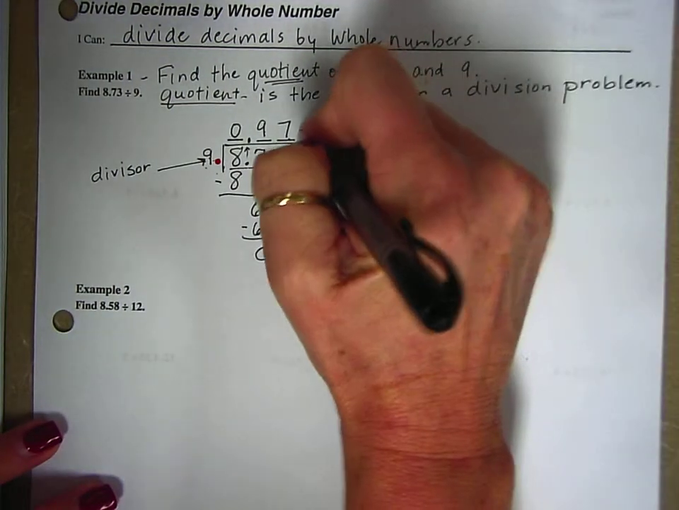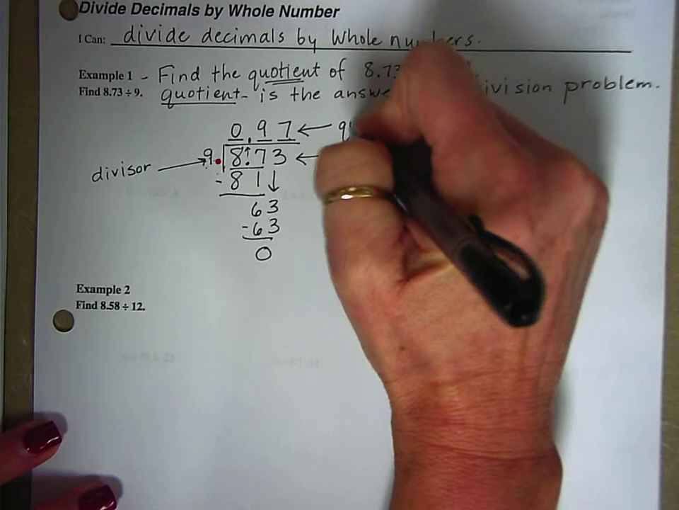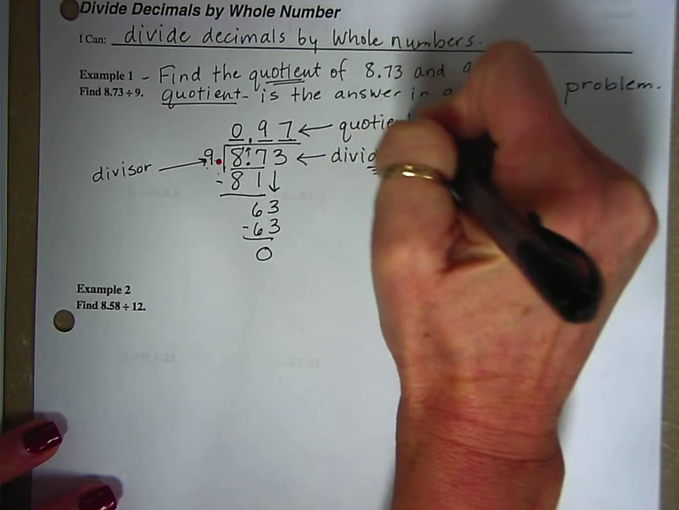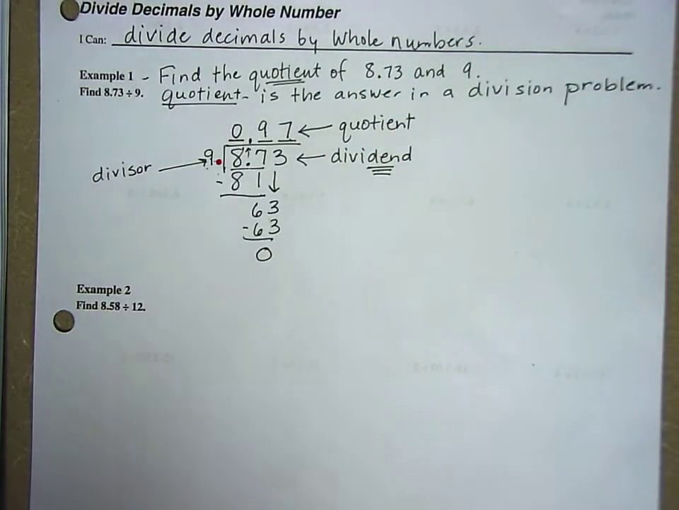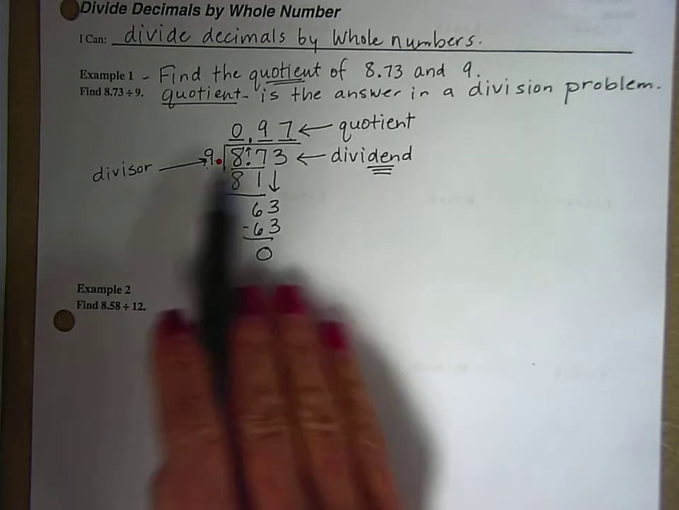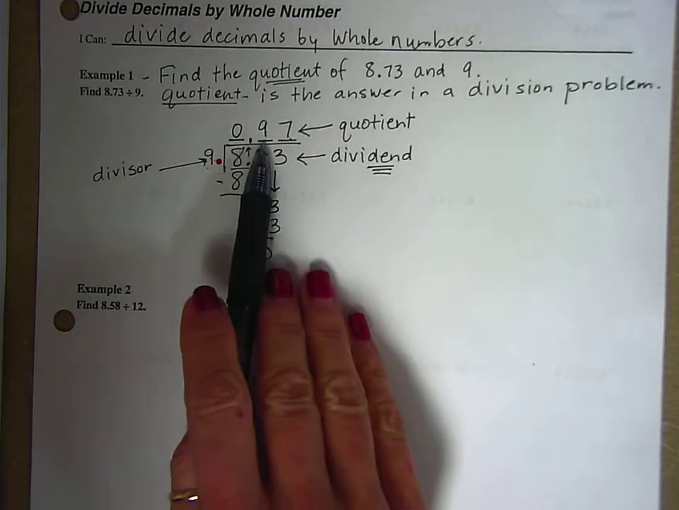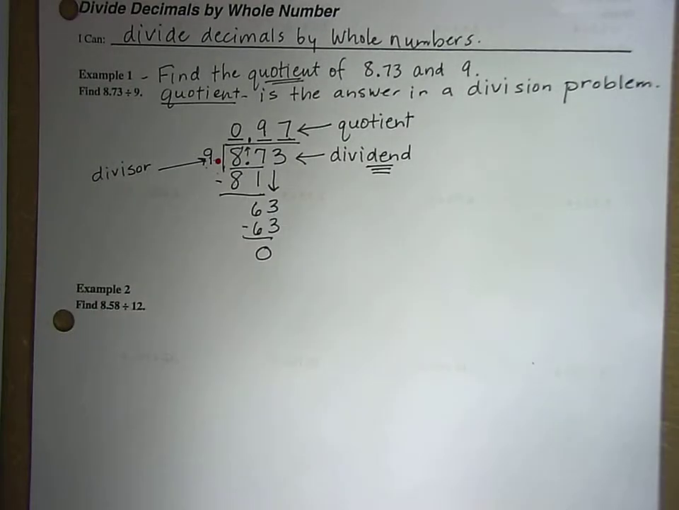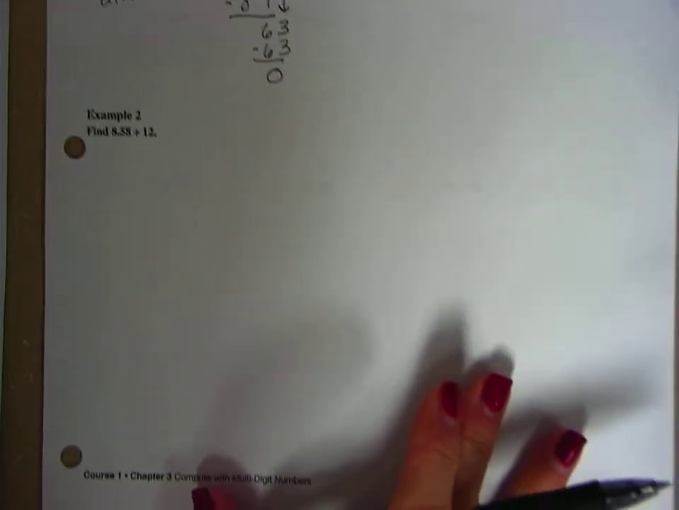Okay, so the 9 and 7/100 is called the quotient. Think of this as the anatomy of a division problem. Dividend, divisor, quotient.